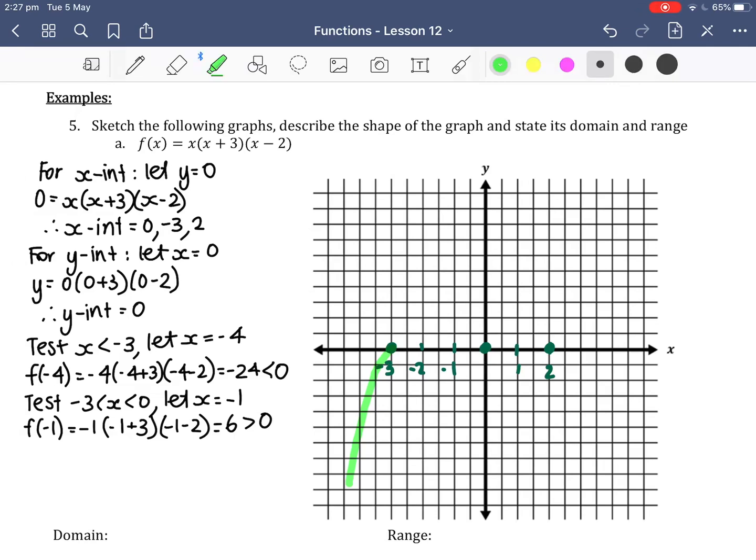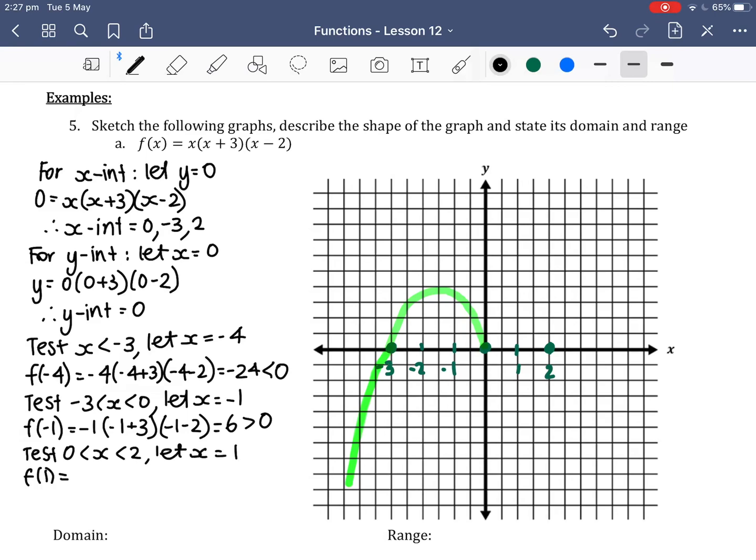So that means between minus 3 and 0, our graph goes above the x-axis and comes back down to hit the axis. Then we're going to test what happens between our point 0 and 2. So we're going to test 0 is less than x is less than 2. So we will let our x equal 1.